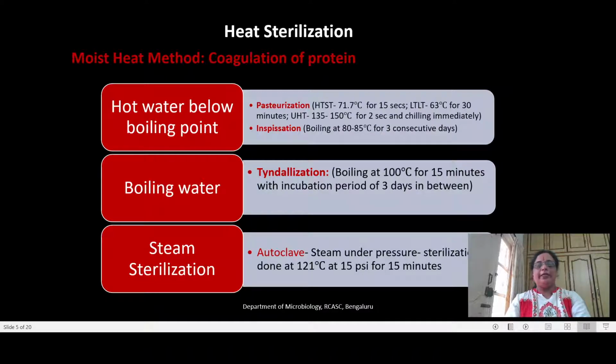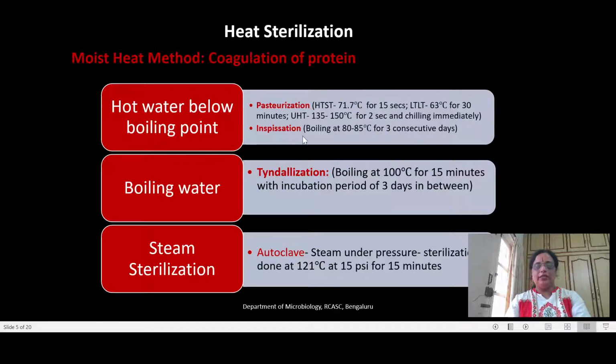And you have tyndallization. This is also called fractional sterilization. So here we are going to boil the things. For example, some liquid media which have protein, where coagulation should not happen, or certain antibiotics or serum or some vaccines, if we have to sterilize them, we cannot go for higher temperature. Hence we can go for either fractional sterilization or inspissation.